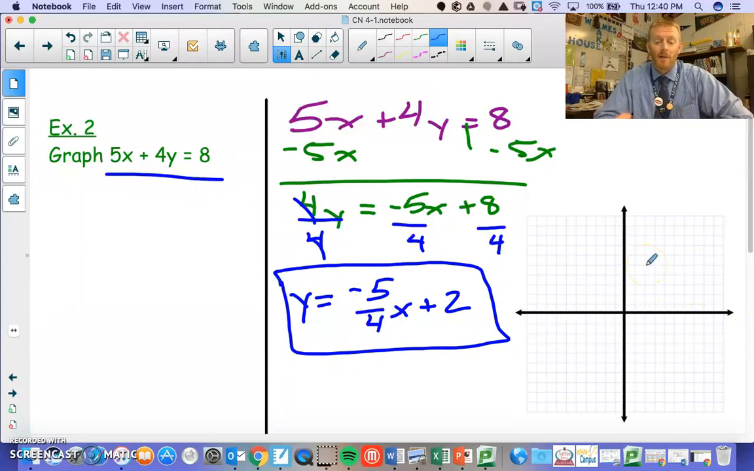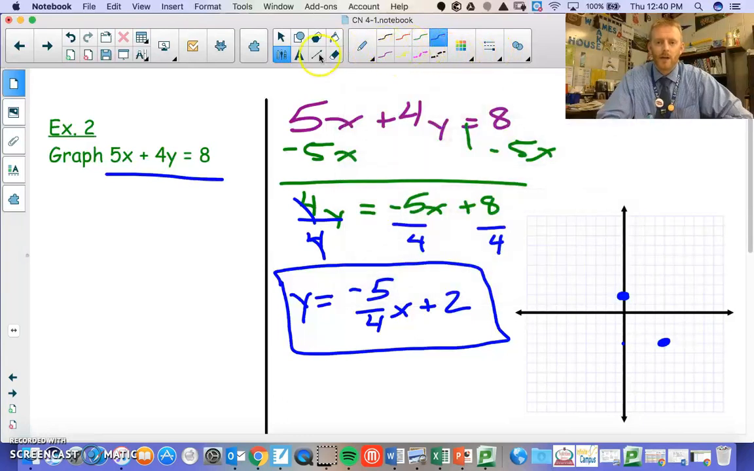Now my job is just like the previous problem. I'm going to first graph the y-intercept. So I go up 2, 1, 2. And next I graph my slope of -5/4, which is down 1, 2, 3, 4, 5 and to the right 1, 2, 3, 4. And then we connect our dots.